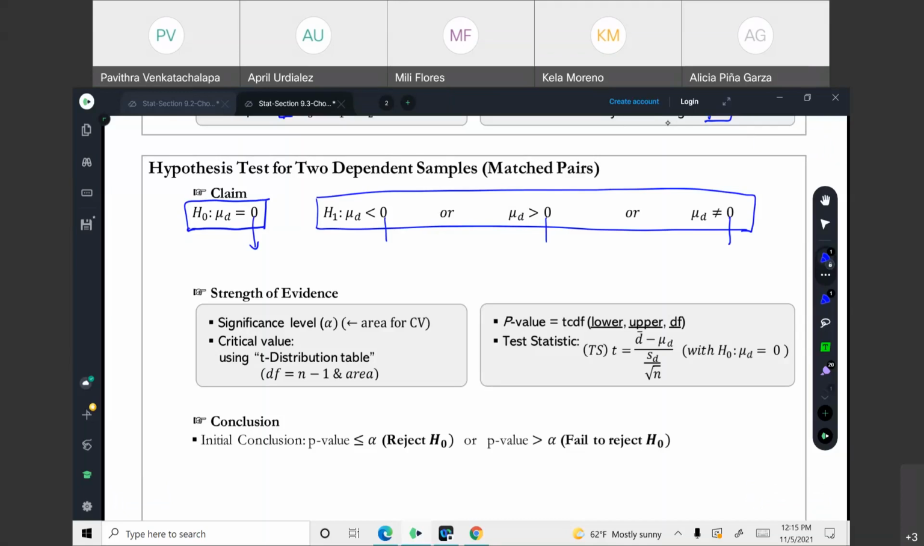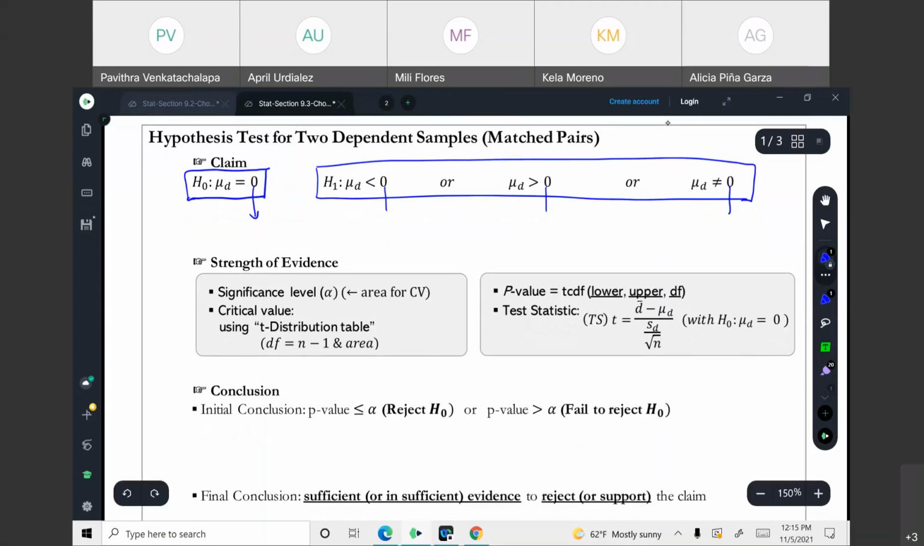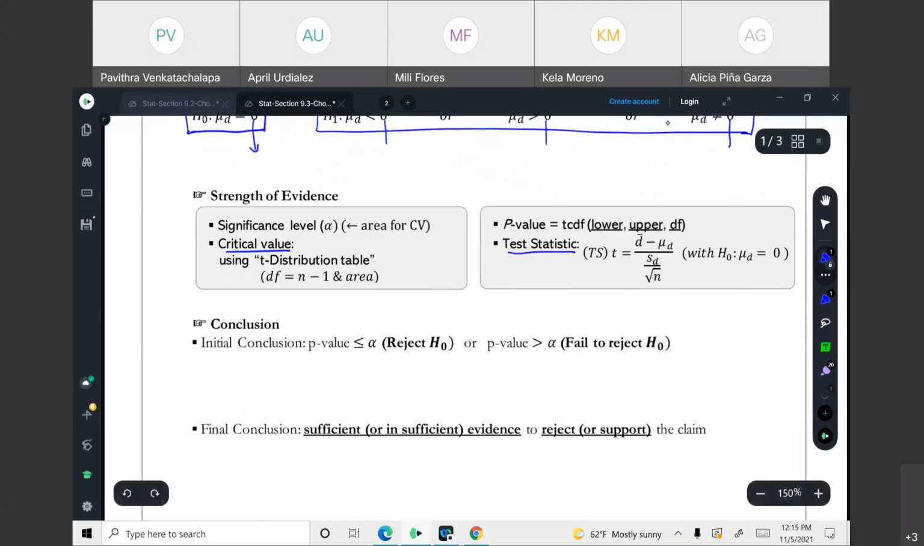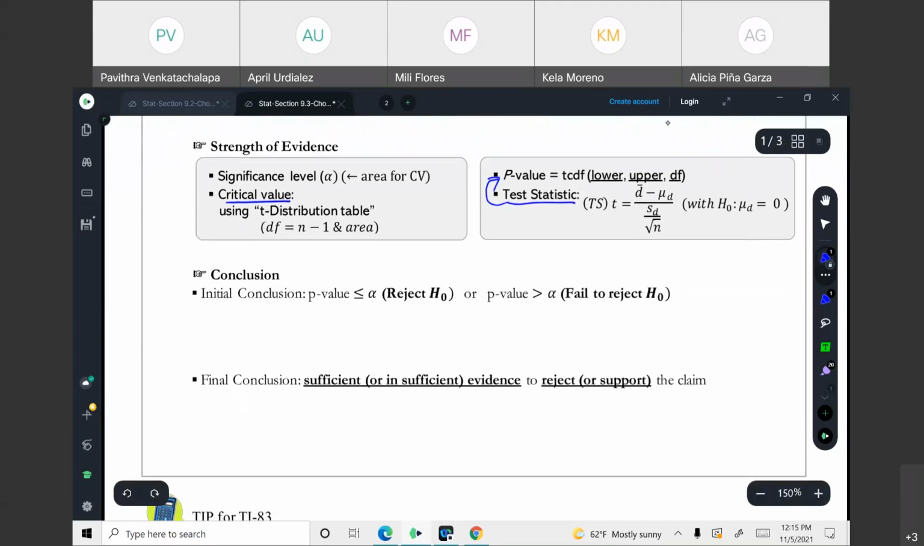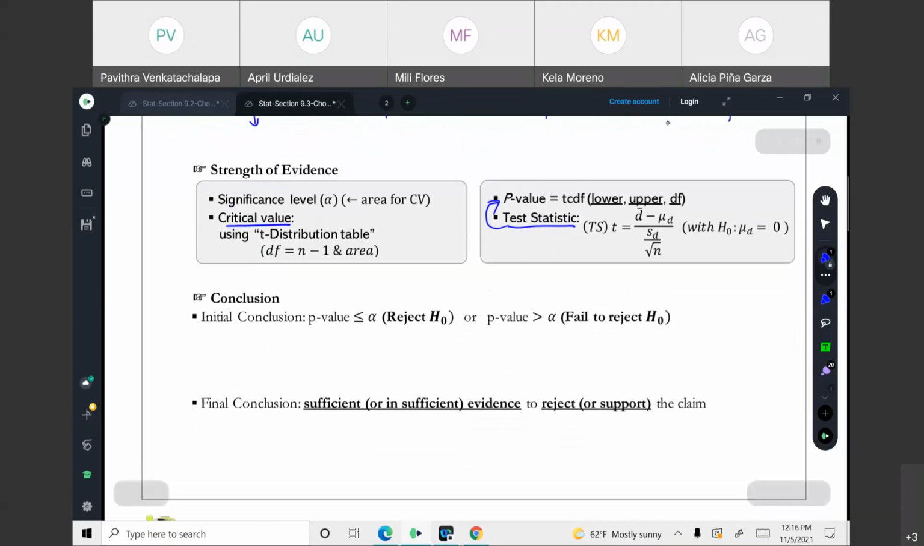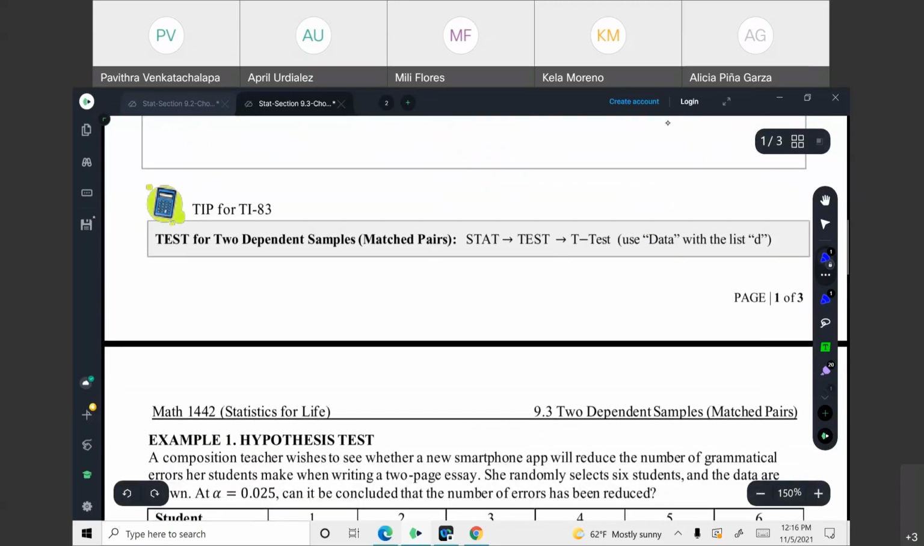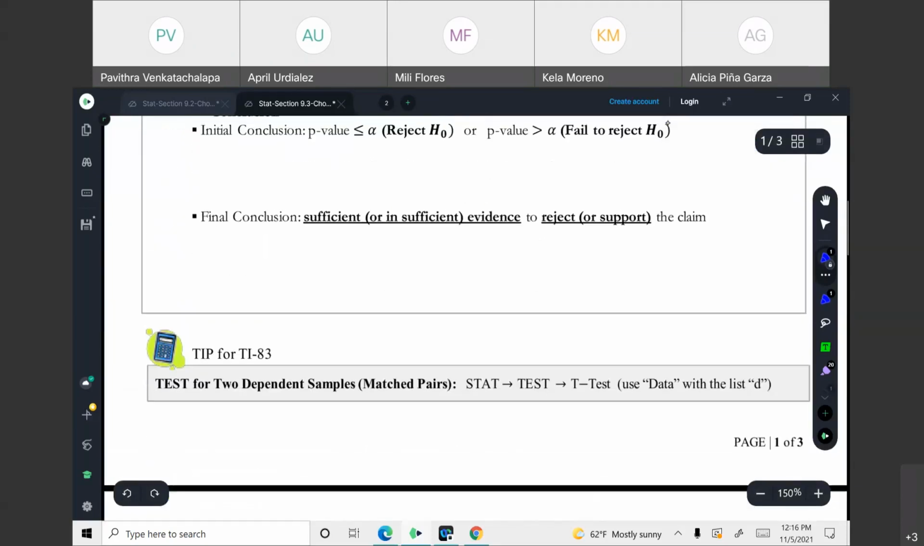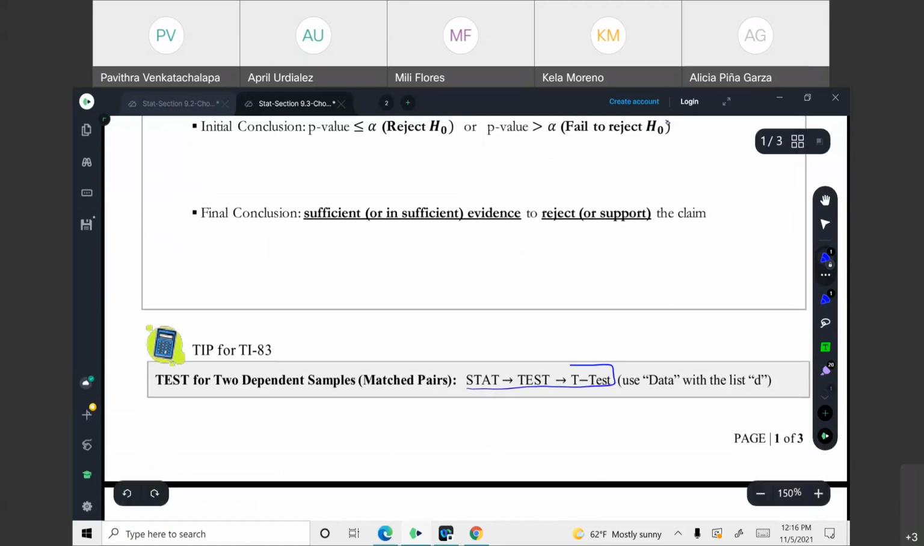Okay, now once you write your null and alternative hypothesis, next step is to calculate the critical value. So you do this as usual you did for chapter 8 and previous section, and then we go to test statistic and calculate the p-value. Then comparing with alpha, we make our conclusions. Okay, this is what we did in previous sections, right? Okay, so these are the steps. Now you can also calculate t-value using this stat, test, and t-test, and you're supposed to use the data with the list D.